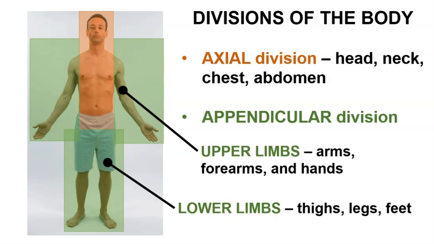From anatomical division, we can divide the human body into two major regions, the axial division and the appendicular division. The axial division refers to structures that are located along the midline of the body. So that is the head, the neck, the chest, and the abdomen. The appendicular division consists of, unsurprisingly, the appendages, which are also called the limbs. The limbs are the structures that are attached to the axial division and are referred to as either the upper limbs or the lower limbs. The upper limbs consist of the arms, the forearms, and the hands, while the lower limbs consist of the thighs, the legs, and the feet.